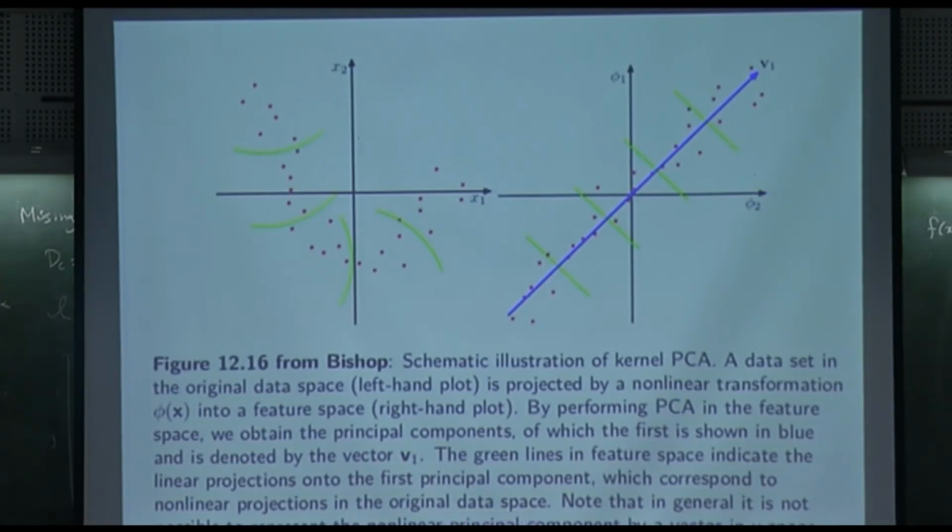Okay, here's a picture. Schematic illustration of kernel PCA: a data set in the original data space, this is the left hand plot, is projected by a nonlinear transformation phi x into the feature space on the right hand side plot. This is what happened. So this is intuitively what you should think about: why we want to do kernel PCA.